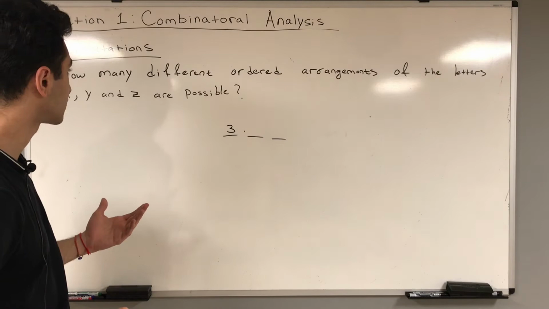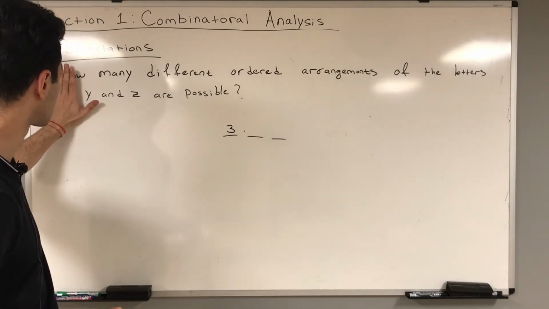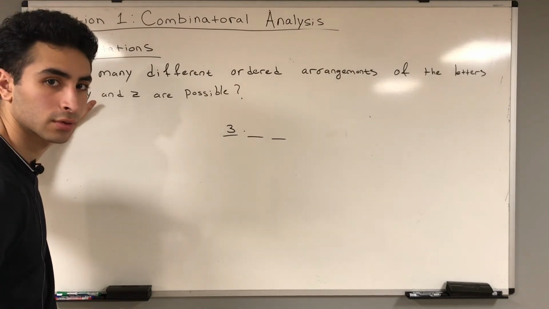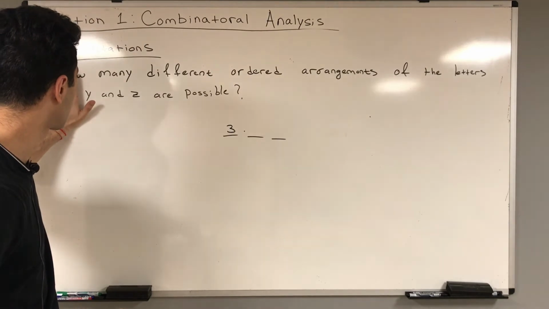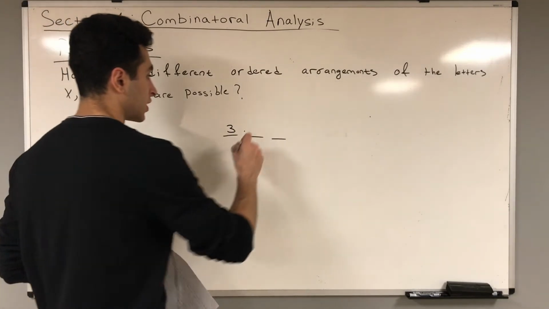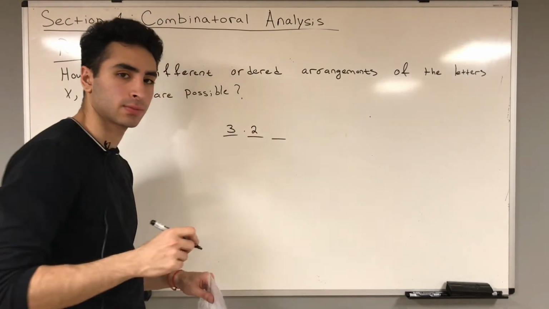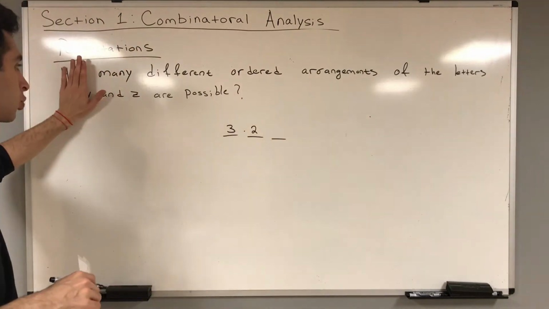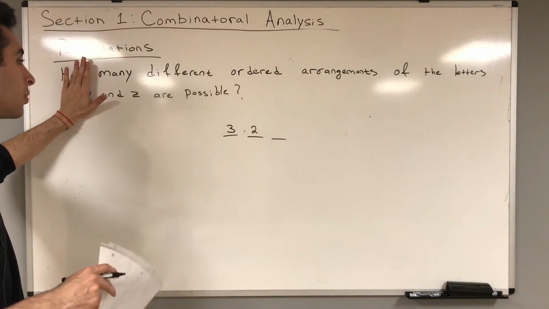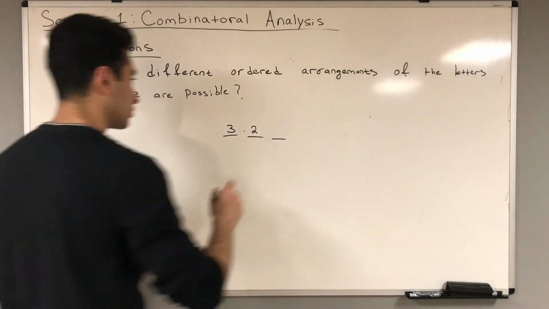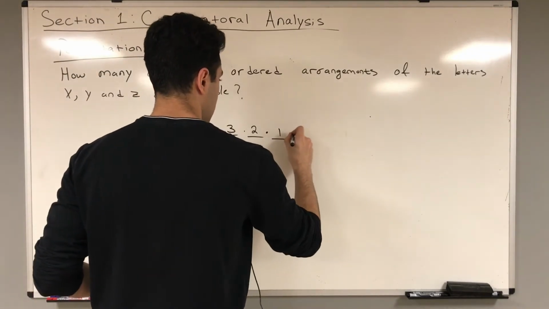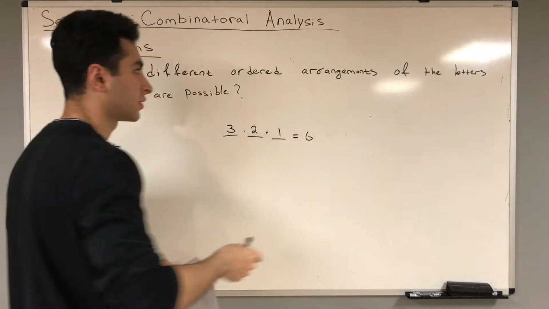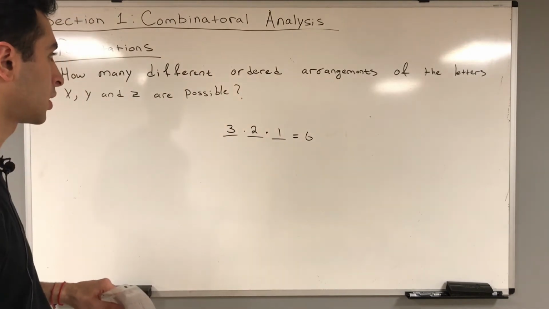But since we only have 3 letters and I chose 1, we only have 2 left, right? So then I have 2 for my second experiment. And then I chose X and Y, for example. Oh, but then I have 1 letter left. So 6. 6 different ordered arrangements.